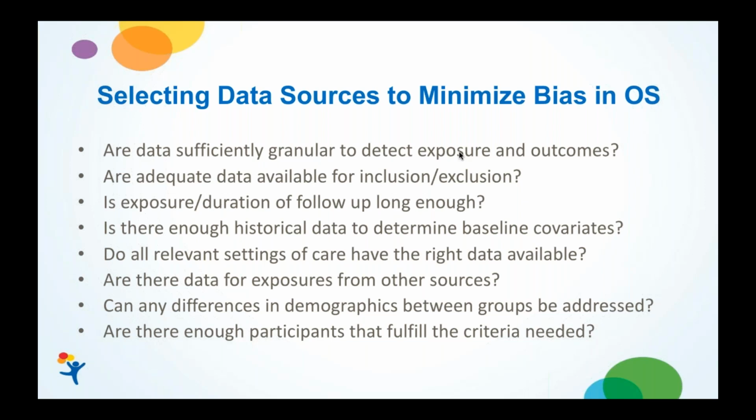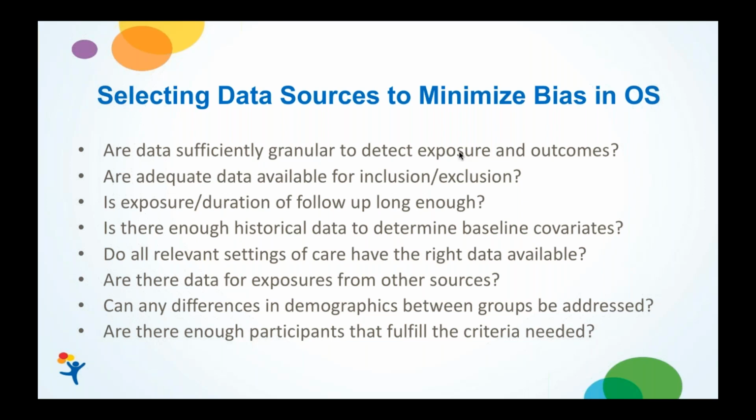In an ideal study, you're going to have sufficient granularity for both the exposure and the outcome. That doesn't happen very often, but it can happen. Some of the larger databases that include clinical data often can have enough granularity for both the exposure and the outcome variables.